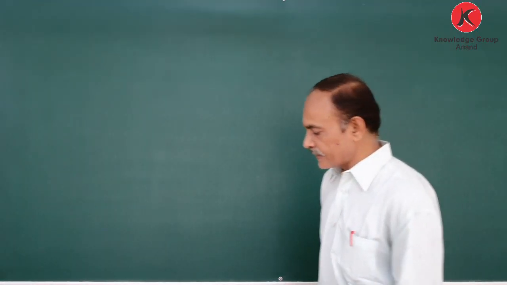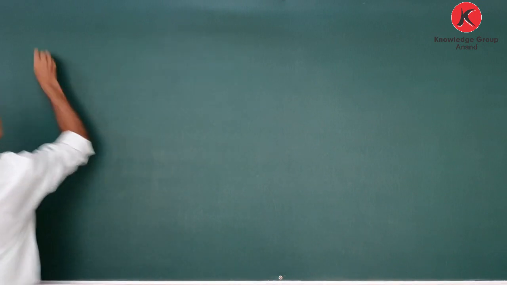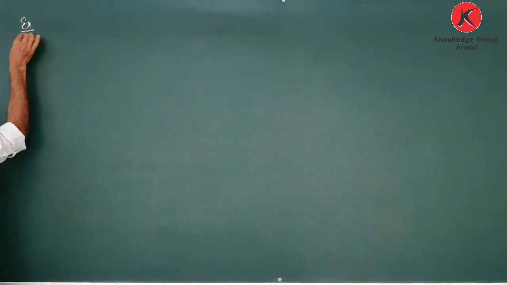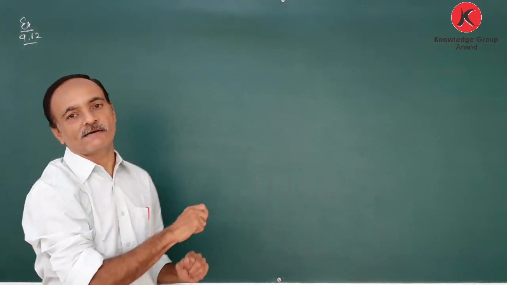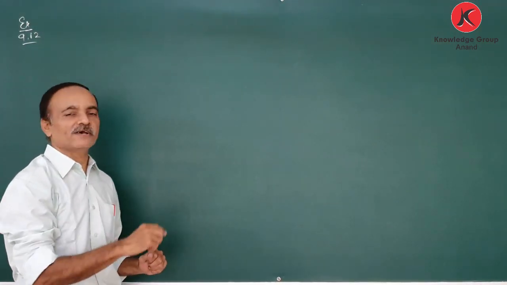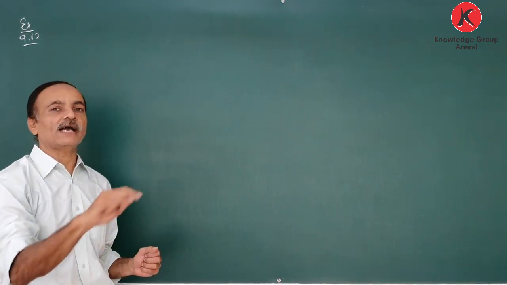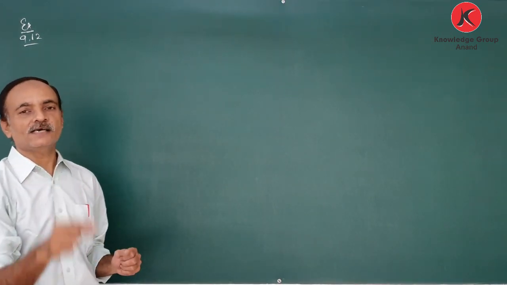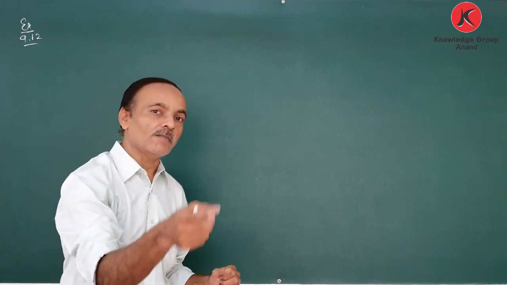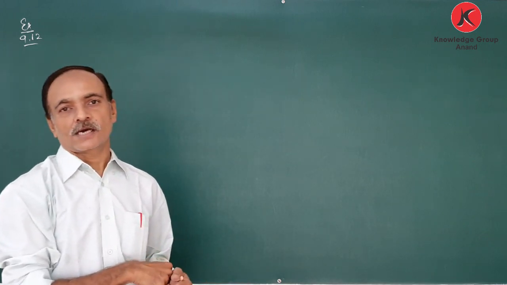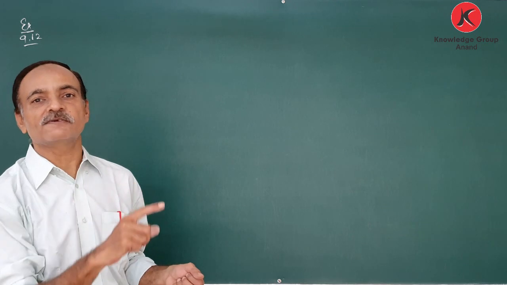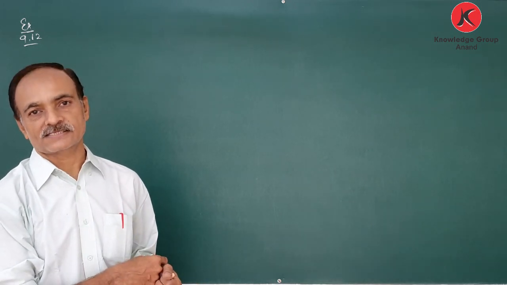Okay, now the next numerical is 9.12. In 9.12, it is also similar to the earlier 9.11. But what is the difference between them? Here the focal lengths of the objective and eyepiece are both given, and the object distance from the objective is also given. We have to find the distance between the objective and eyepiece.